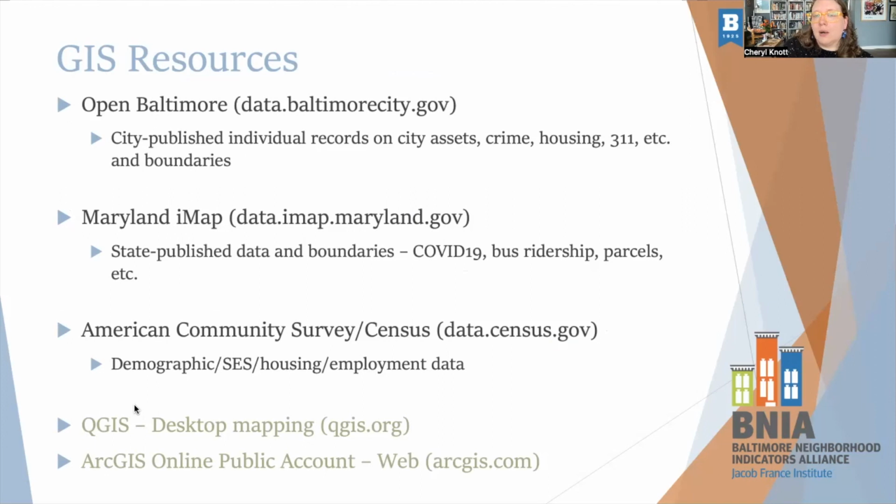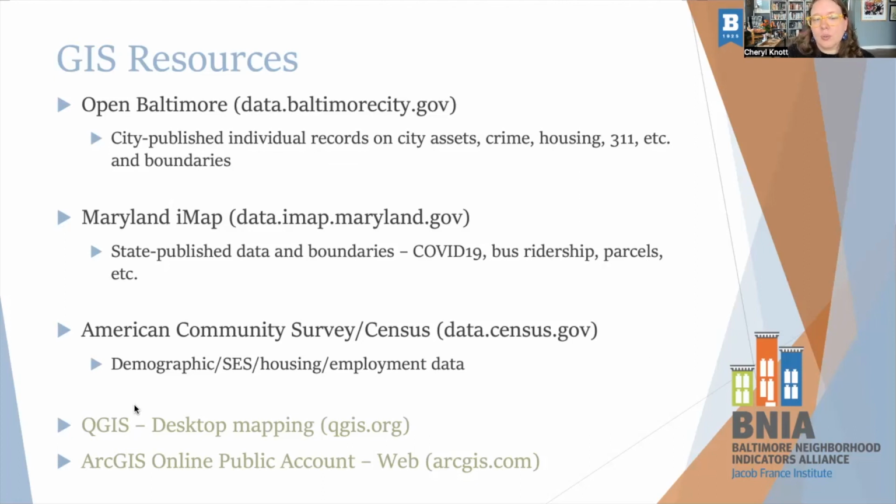The city publishes out locations of city assets, so things like street networks, locations of parks, but then we also have data around crime, housing, 311 calls. Maryland IMAP has some great state level published pieces of information. Ones that the Baltimore Neighborhood Indicators Alliance have used have included COVID data, so data on number of cases by zip code. We've used some data that's provided by the MTA on bus ridership and other transit ridership. We've used Maryland IMAP to download parcel information.